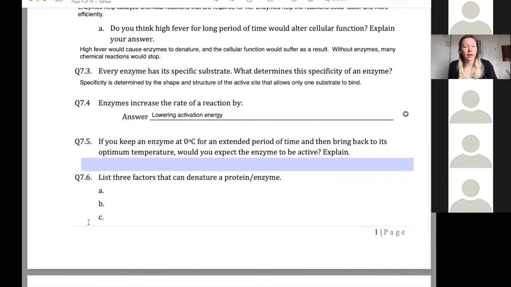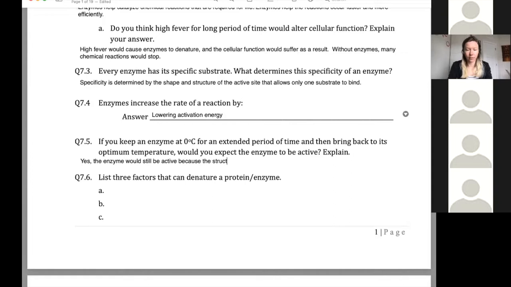Okay. So now we're talking about temperature in the other direction. So not in a fever state, but if you had an enzyme at 0 degrees Celsius for a long period of time, and then you brought it back up to its normal operating temperature, what would you expect its activity to be like? Would it still be active? And why? Yes, it will still be active. Even if you keep it at 0 degrees, it will be active because the structure of the enzyme remains the same. Okay, so the structure is not affected by that cold temperature.